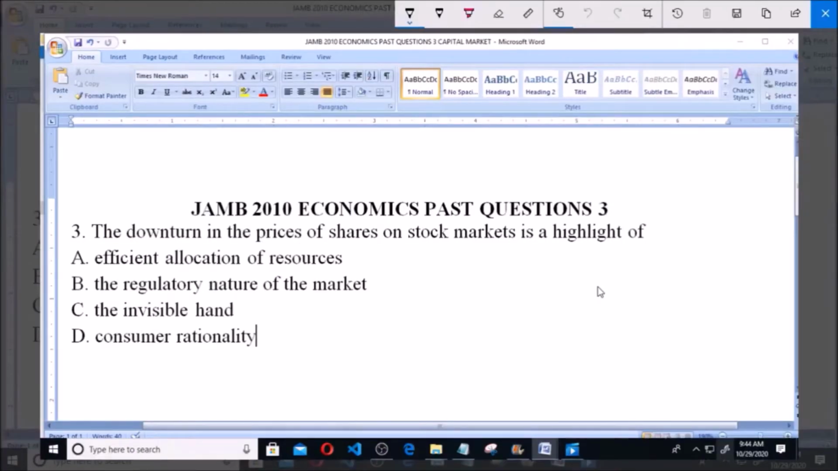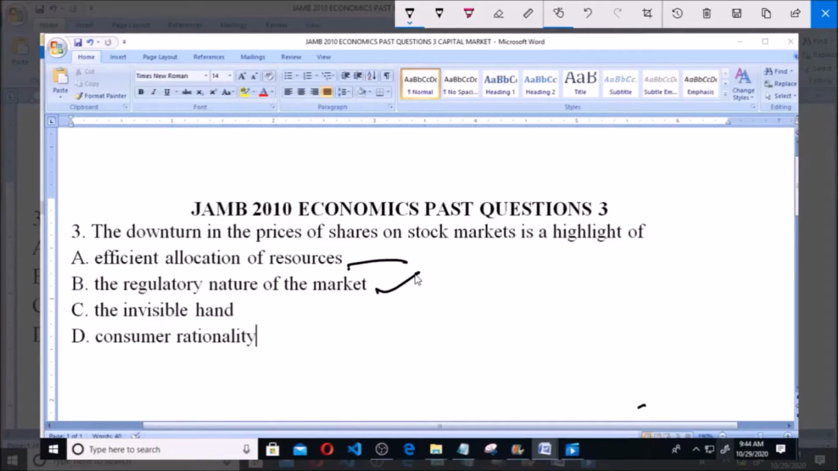Hello, JAMB 2010 Economics Past Question 3. The downturn in the prices of shares on the stock market is a highlight of: A, efficient allocation of resources. Option A has nothing to do with stock markets. Option B says the regulatory nature of the market, which is the correct answer.